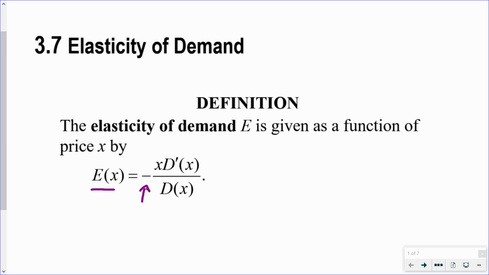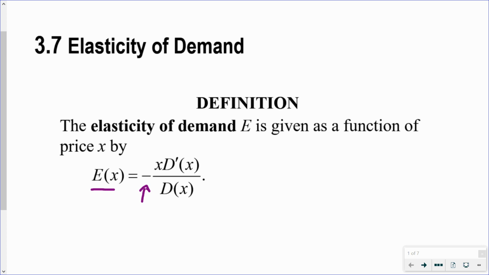But I want to start out looking at this formula here. E of x equals negative. Yes, I've drawn an arrow there to highlight the fact that there is a negative as part of this function. X times the derivative of your demand function, and that is divided by the demand function.